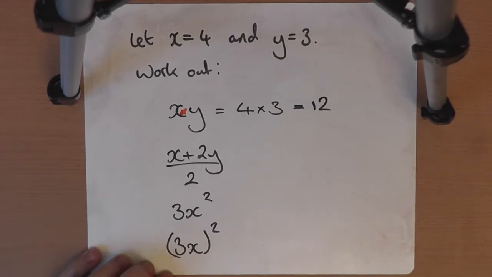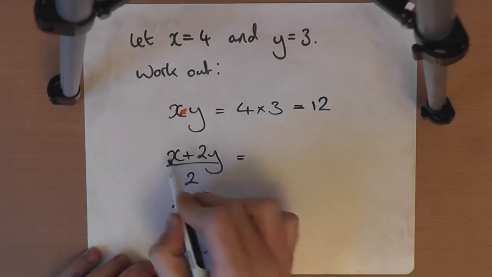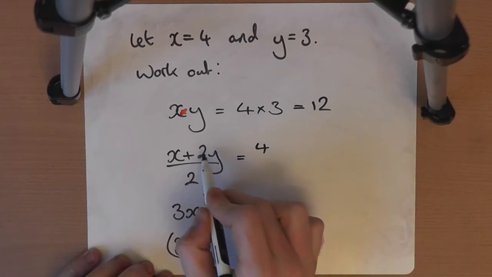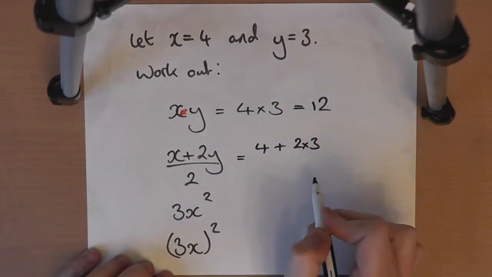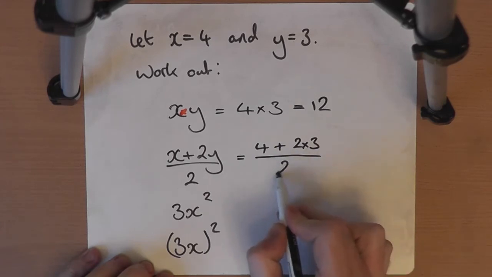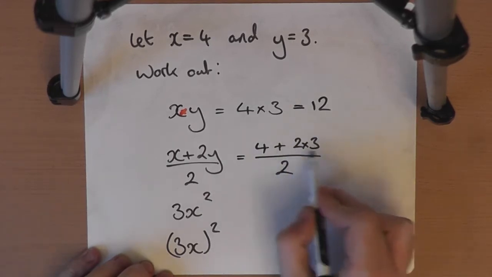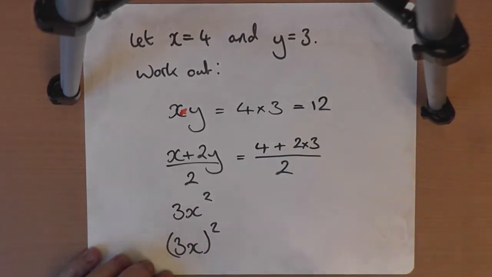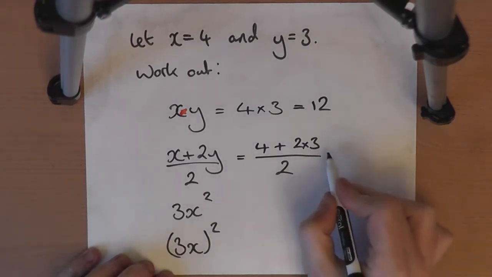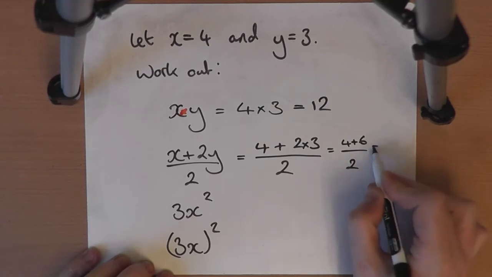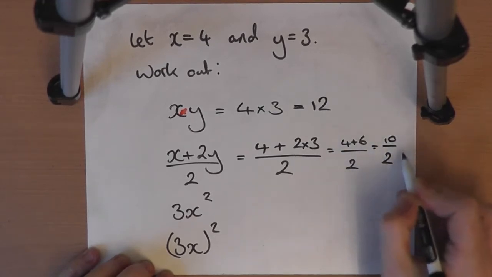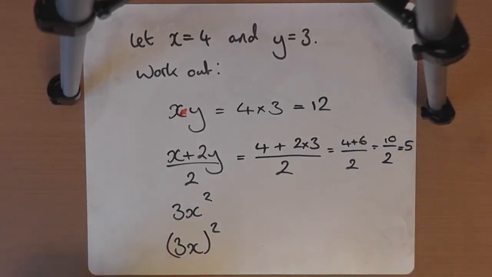x plus 2y over 2, let's do the top line first. On the top we've got an x, that's 4, and we've got 2 lots of y, so that would be 2 lots of 3, all of that divided by 2. So on the top, 2 lots of 3 is 6, plus the 4. Notice that we're following our BODMAS rules here. That will be 4 plus 6 on the top, all of that divided by 2. 4 plus 6 is 10, over 2 comes to 5.